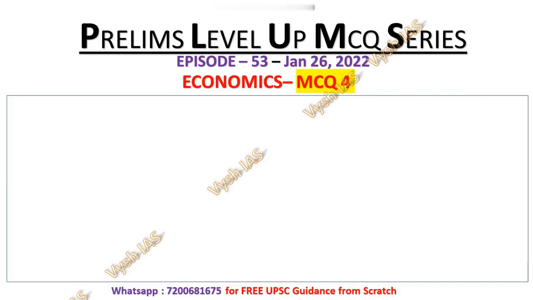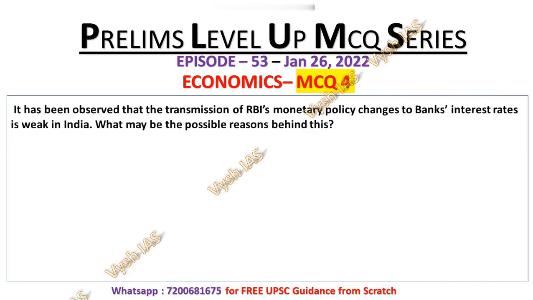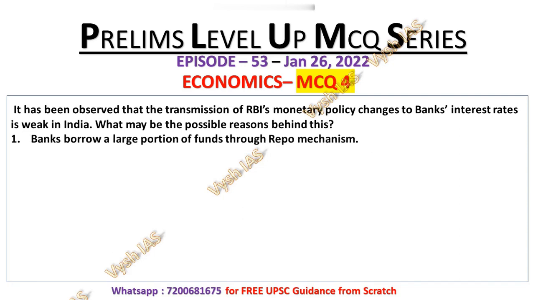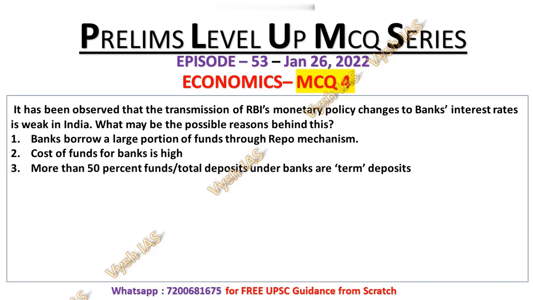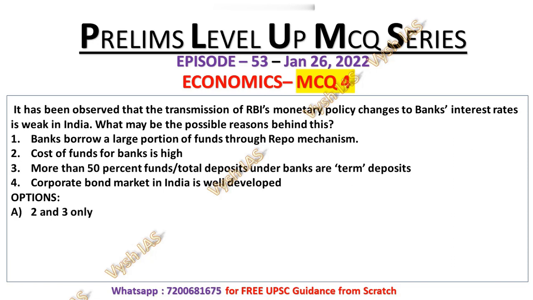Now move on to MCQ number 4. It has been observed that the transmission of RBI's monetary policy changes to banks' interest rate is weak in India. What may be the possible reason behind this? Statement number 1. Banks borrow a large proportion of fund through repo mechanism. 2. Cost of funds for the bank is high. 3. More than 50% fund or total deposit under banks are term deposits. 4. Corporate bond market in India is well developed. Options are 2 and 3 only, 1 and 4 only, 1, 2 and 3 only, 3 and 4 only. I will give you 10 seconds, try to answer this question.